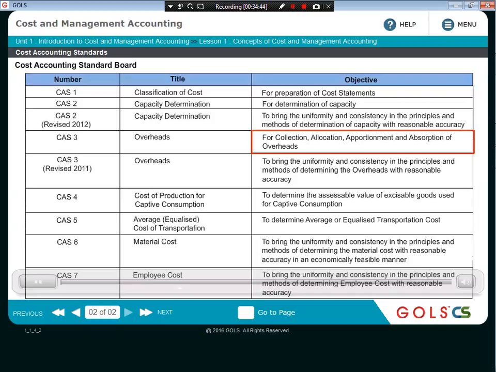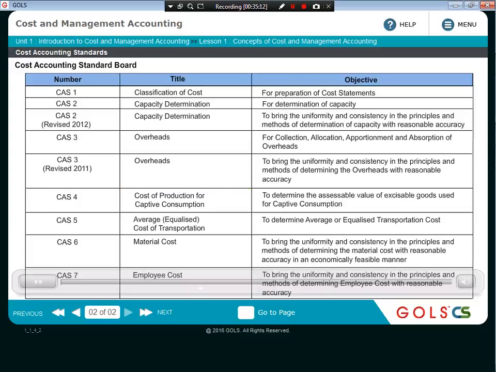But again, in the year 2011, the objective has been widened to bring uniformity. There should be uniformity in the absorption, allocation, as well as the apportionment of overheads, and consistency in the principles and methods which have been followed for determining the overhead with reasonable accuracy. Cost accounting standard 4 is in respect of the cost of production for captive consumption.